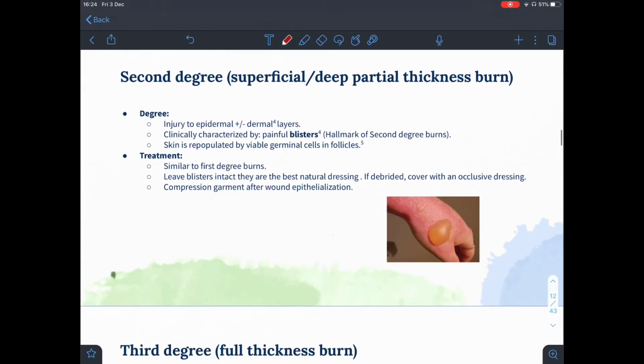and then second degree burns injury is to the epidermis and the dermal areas. so الجهتين الأول طبقتين حلو تعدت الابيديرمس دخلت على الديرمس. clinically characterized by painful blisters. once you hear blisters this is a second degree burn. so they are the hallmark of second degree burns. and then the skin is repopulated by viable germinal cells and follicles.